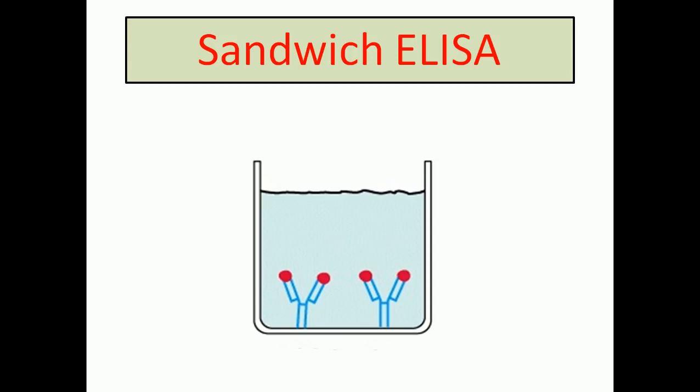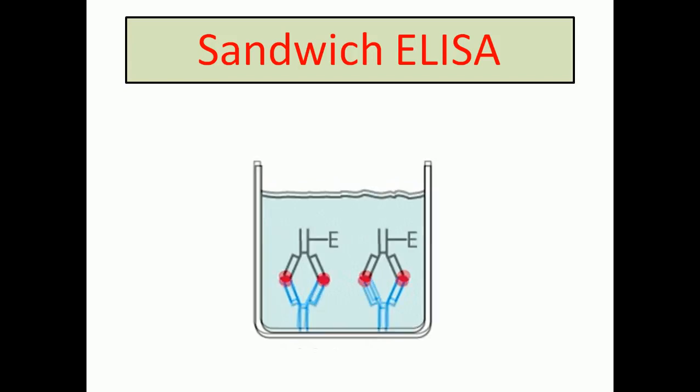After this attachment, the second stage is again the addition of the enzyme linked molecule. As there is an antigen, to interact with it we require another antigen specific antibody, which will be linked to an enzyme.